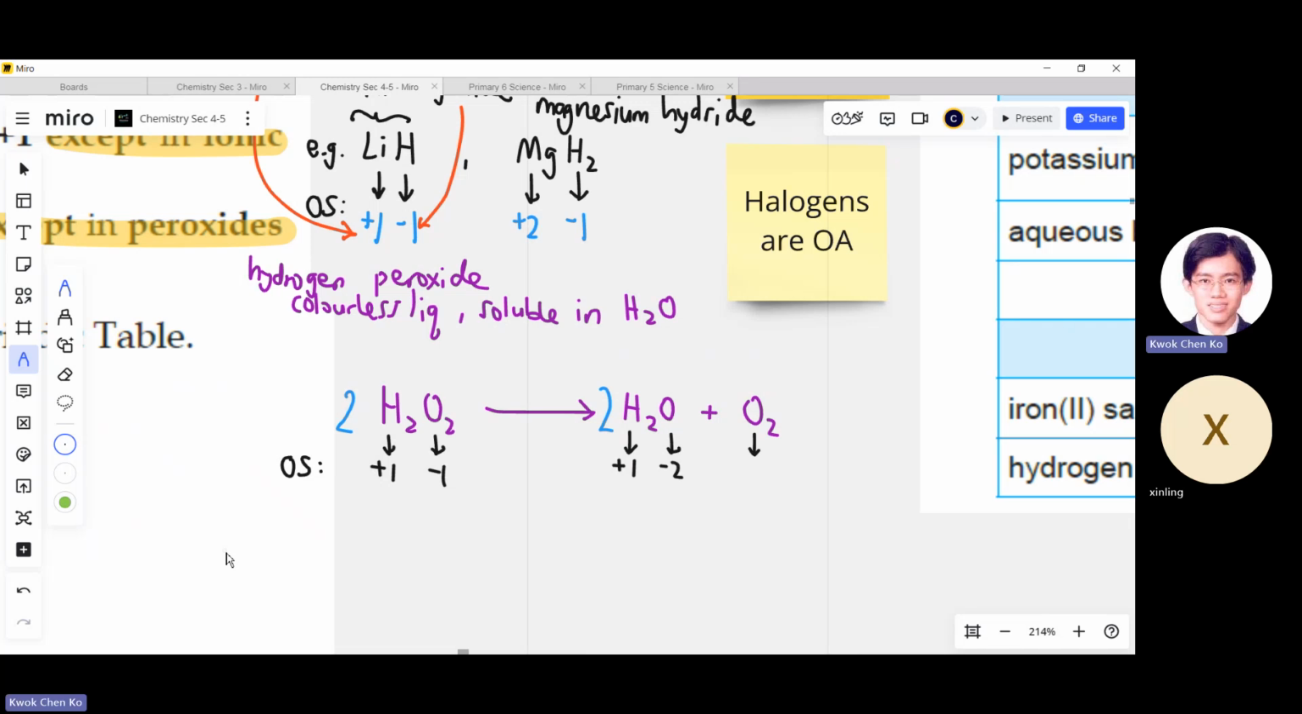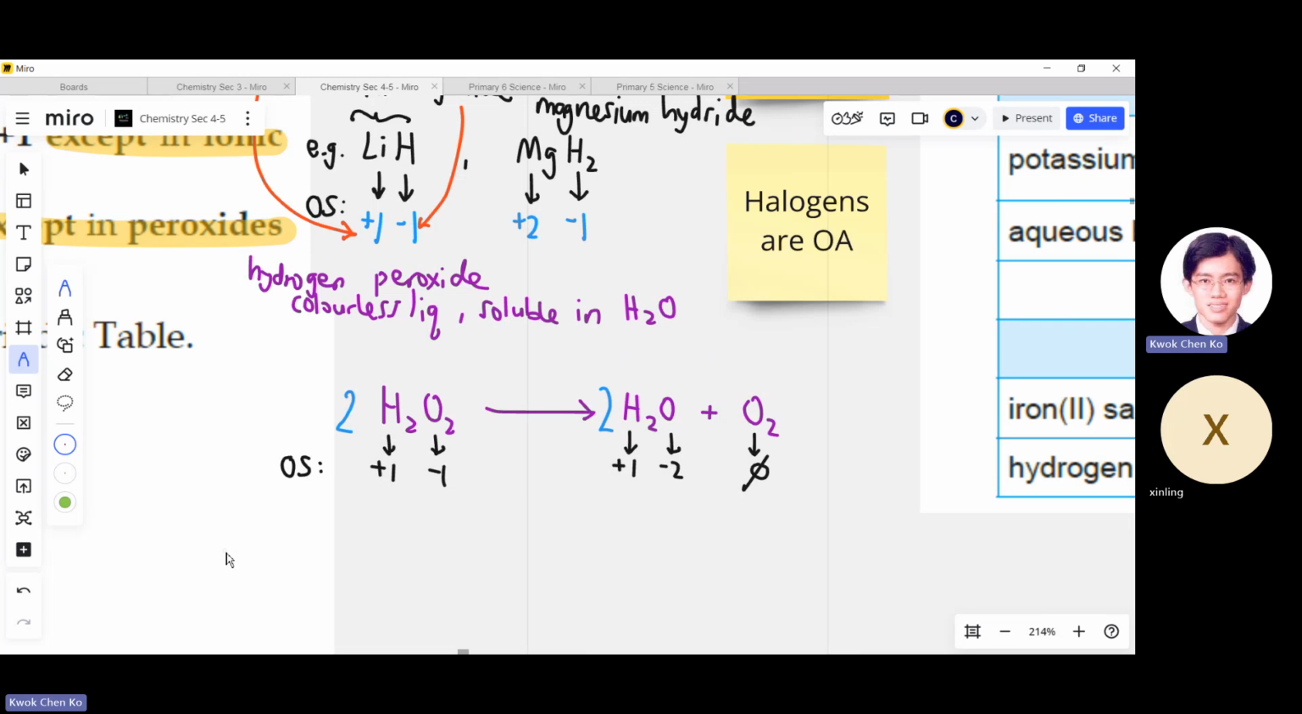Good. Guys, you should be able to find all this OS based on the rules. Remember, this is peroxide H2O2, so O will be -1. But water is not peroxide, so the O is -2. Just be very mindful about this. So then I try to match that.